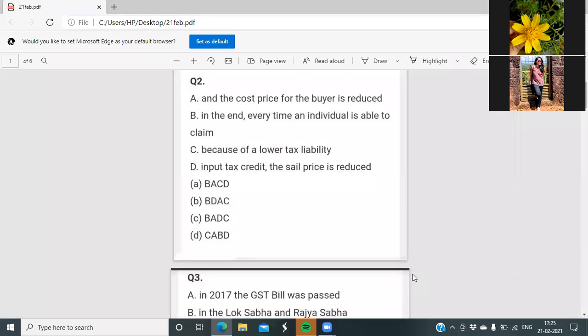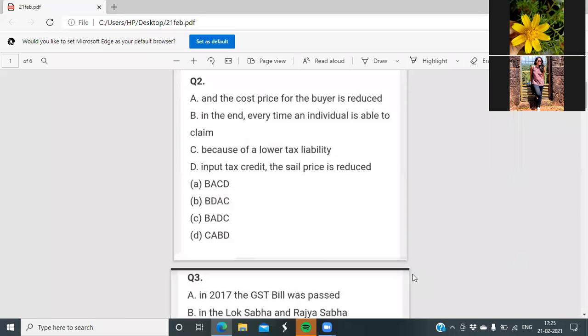Okay, fine. So just to break the ice, the correct answer is option B. Why? I'll tell you now. In option B, the options are arranged as PDAC. See, in the end, every time an individual is able to claim input tax credit. Now, input tax credit is something that he will claim. So we have got the link. We have linked the claim with input tax credit.